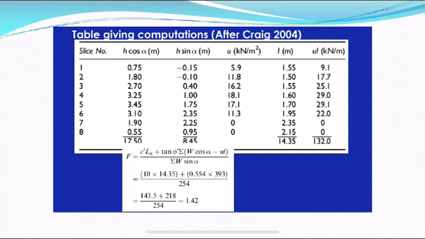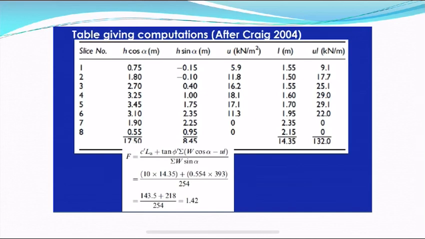So by using this expression for the factor of safety in terms of effective stress, we can calculate c' L_a plus tan phi' into sigma of (W cos alpha minus mu L) divided by sigma W sin alpha. The computation, after simplification, gives the factor of safety as 1.42.